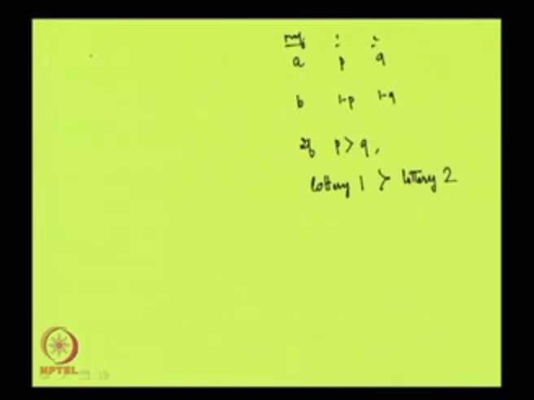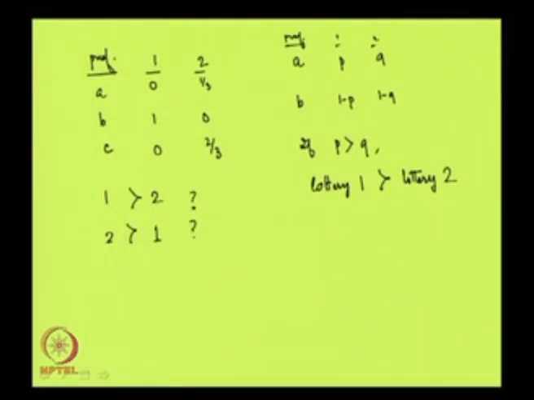If I have 3 outcomes and I know the preference ordering of the outcomes, suppose I have 3 outcomes A, B, C, and suppose, to have a concrete idea, I am comparing between 2 lotteries. This is one lottery and this is another lottery. Now, can we say for certain whether 1 will be preferred to 2 or 2 will be preferred to 1? We cannot know, if we do not have any further information regarding players' preferences.